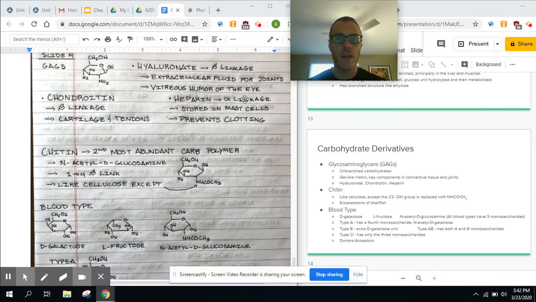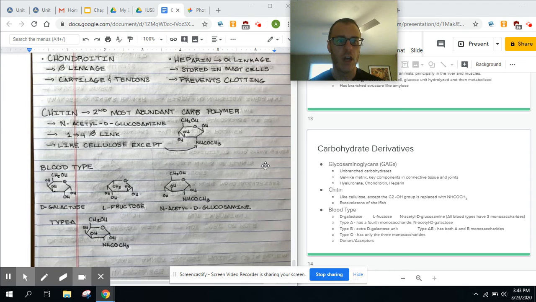And then heparin, this uses alpha linkage, that's the word. And this is stored in your mast cells and it prevents clotting. So this is actually pretty good because it means that your blood is flowing and all that stuff.